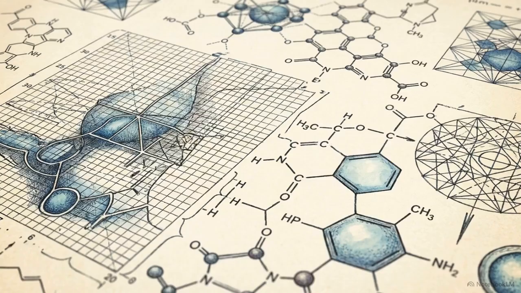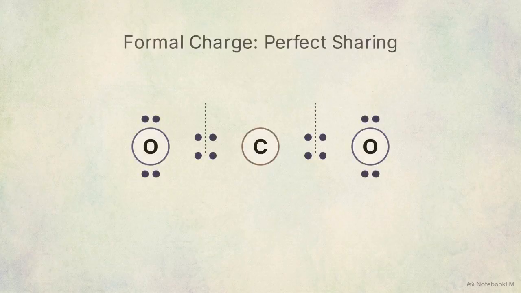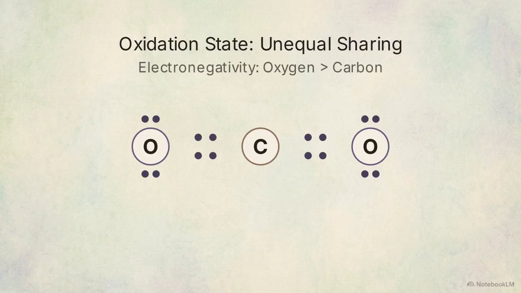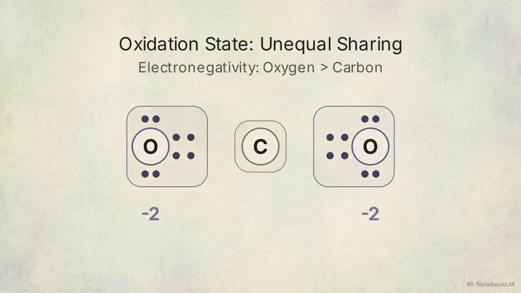To map electron ownership across complex molecular bonds, chemistry uses a standardized mathematical system. This carbon dioxide diagram models formal charge, assuming perfect one-to-one electron sharing. Oxidation state assumes unequal sharing, awarding bond electrons to the most electronegative element. Oxygen takes the electrons, taking an oxidation state of -2, leaving the central carbon at +4.